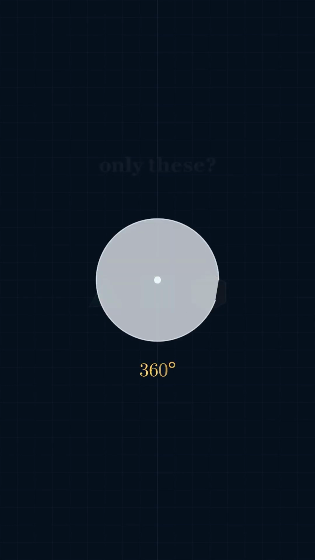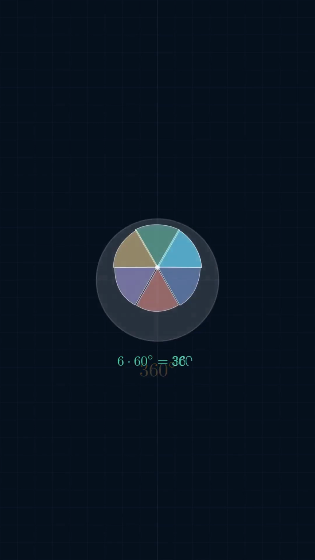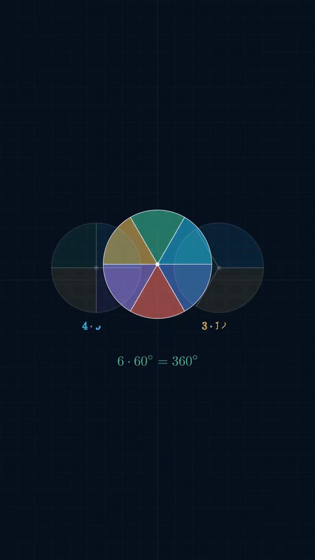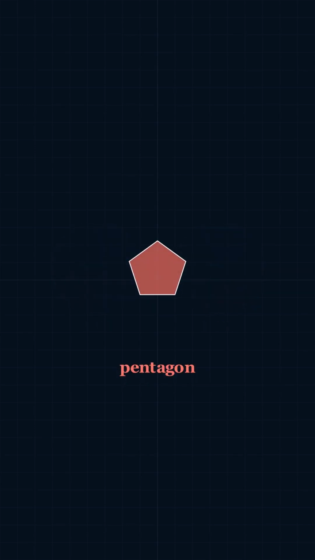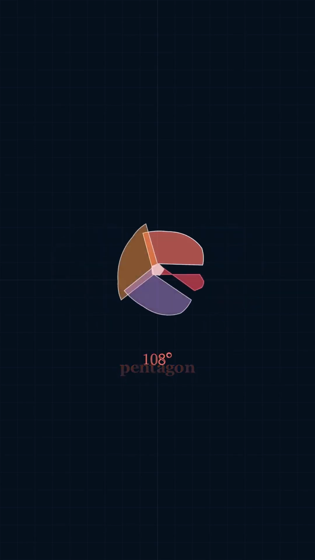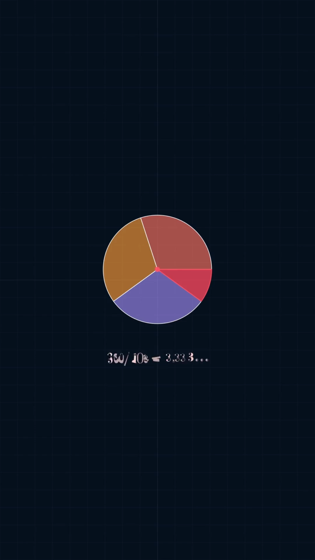Why? Because around every point the angles have to add to exactly 360 degrees. Triangles contribute 60 degrees, squares contribute 90, hexagons contribute 120. So 6 triangles fit, 4 squares fit, 3 hexagons fit. But try regular pentagons. That angle is 108 degrees, and 360 divided by 108 is not an integer. Eventually you get a gap, or an overlap.